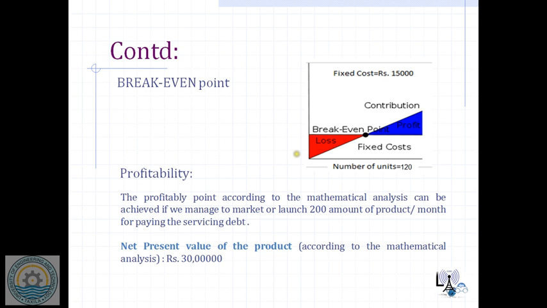The profitability point, according to the mathematical analysis, can be achieved if we manage to market or launch 200 products per month. This will give us a profit of almost 40%, and we will be able to achieve 12 lakhs per month. The net present value of the product according to mathematical analysis is rupees 30 lakhs.